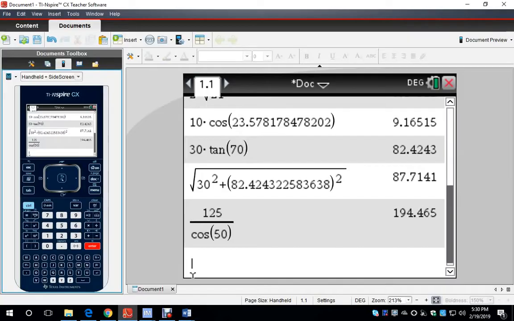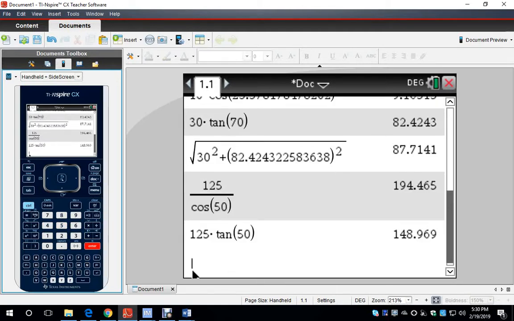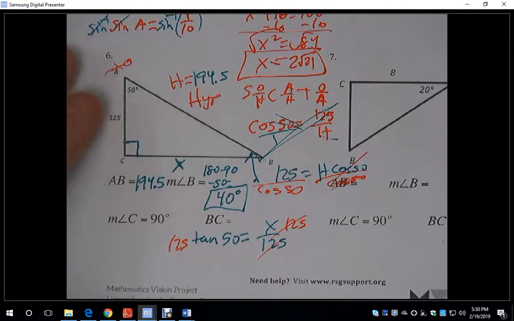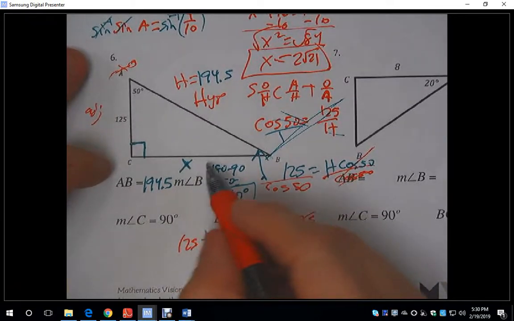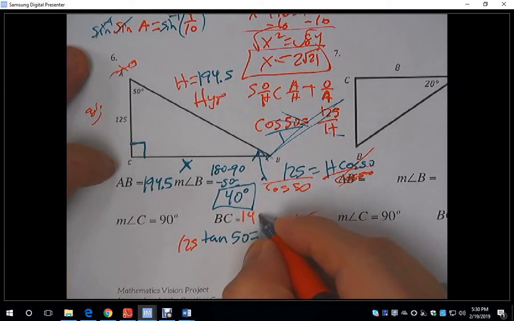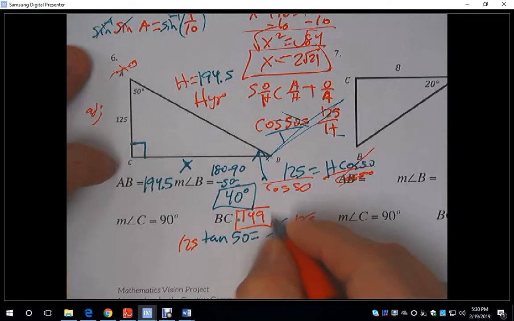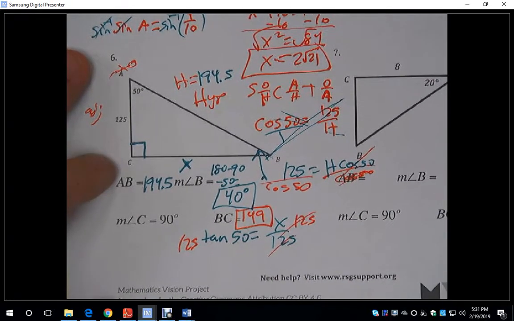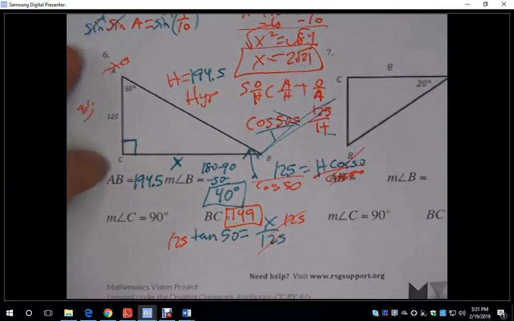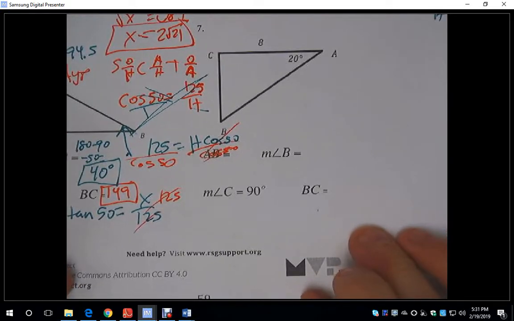Throw this into our calculator. I have 125 times tangent of 50, and that gives me 148.9. Let's just round up to 149. So this missing side right here is 149. So I have 149 units, inches, feet, I don't know. It didn't give me any units. All right, let's move on to the next one.